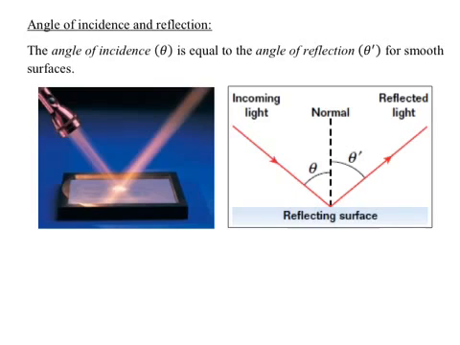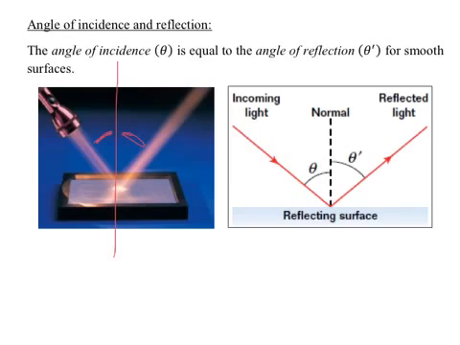Next, let's take a look at the law of reflection. The law of reflection tells us that the angle of incidence, the incoming angle, is equal to the angle of reflection, the outgoing angle, for smooth surfaces. And here's your example right here. If we look at this one and we draw our normal, we can see that the angle of incidence is equal to the angle of reflection here. Okay, equal to one another.